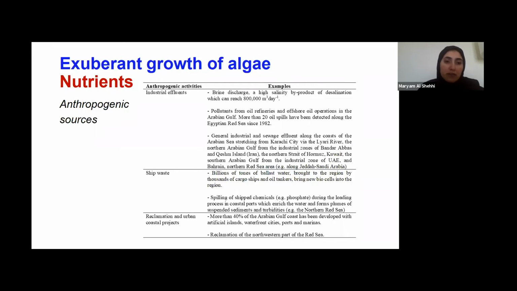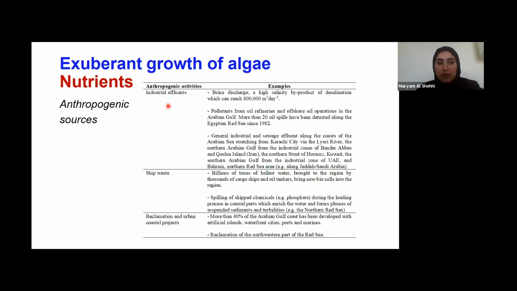As you can see here, the industrial effluents can be summarized in the brine discharge from the desalination plants. Although the plants are not happy with the blooms, they could actually be part of the reason the blooms happen, because they discharge a high amount of brine, which is a heated effluent with a lot of chemicals. So this brine can change the chemical composition and the temperature of the water.